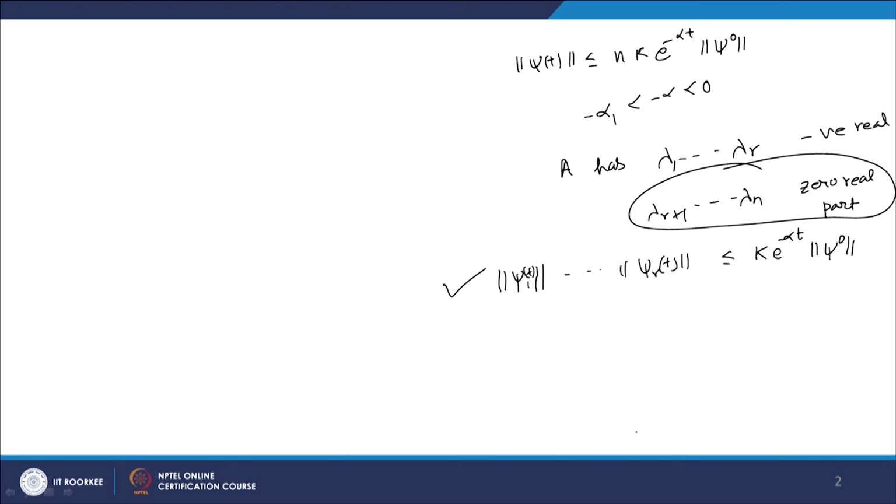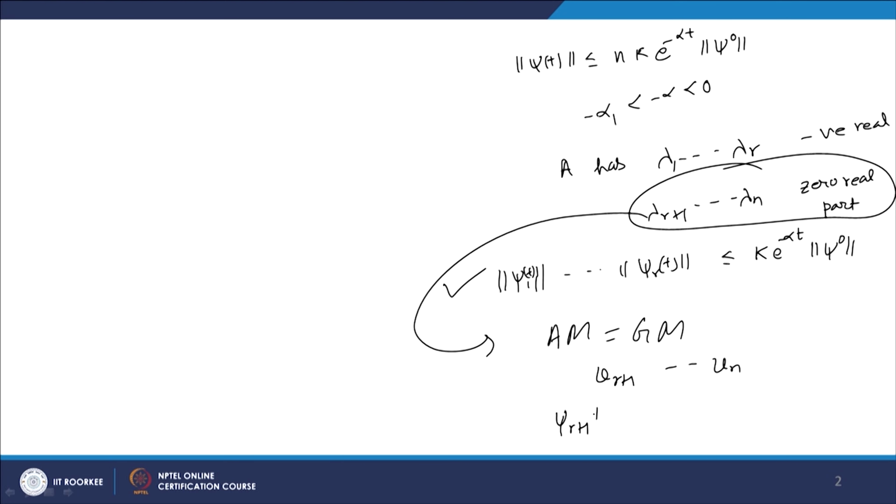So, if you consider lambda r plus 1 to lambda n, here we are assuming that AM is equal to GM, meaning algebraic multiplicity is equal to geometric multiplicity. It means that they have eigenvectors and no generalized eigenvector exists. So corresponding to lambda r plus 1 to lambda n, we have V r plus 1 to V n as the corresponding eigenvectors, and we can find the solution psi r plus 1 of t as e to the power lambda r plus 1 t times V r plus 1, and so on.